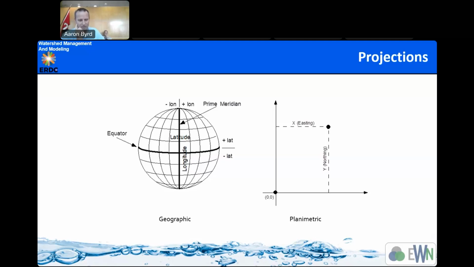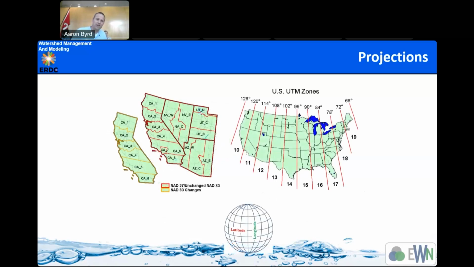Some of the more common planimetric projections are what we call state plane projections. In the United States, every state has a series of projections that are used in different parts of each state. And these are some projections that are used in California, Nevada, Utah, Arizona. So these are the state plane systems in those states.